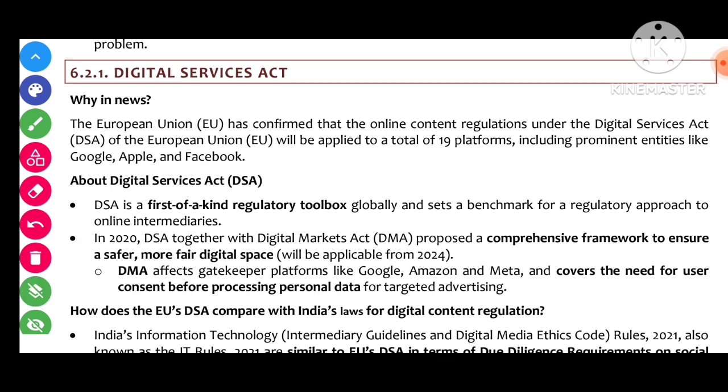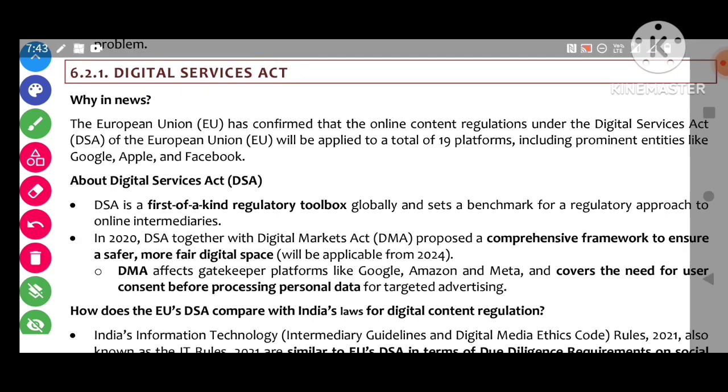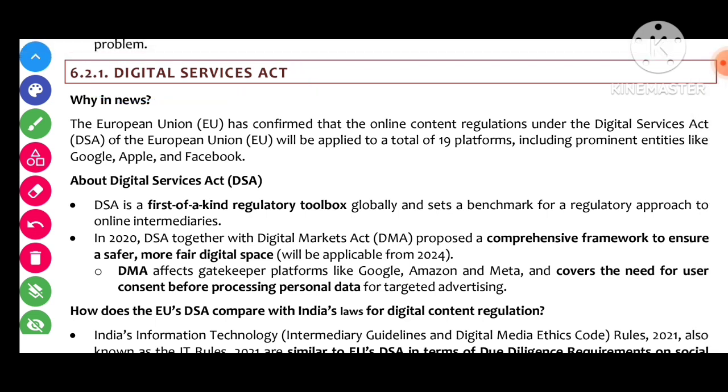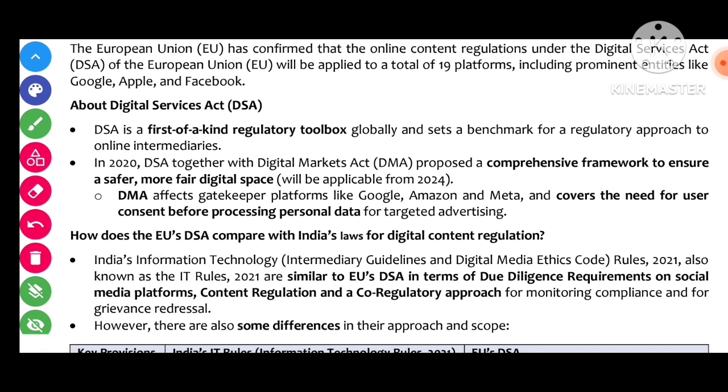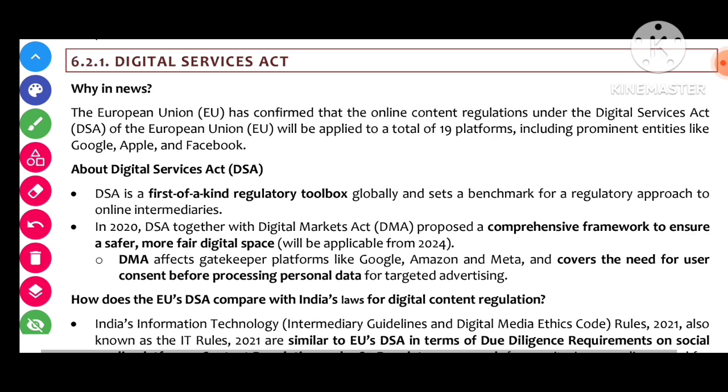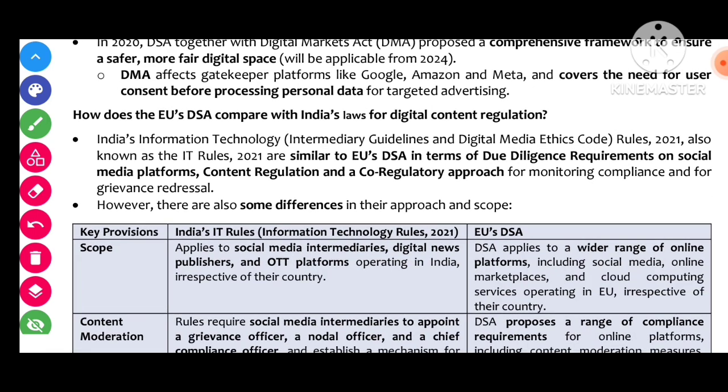And the Digital Services Act: you can remember what the Digital Services Act is, why it was passed, and the benefits of the Digital Services Act. Okay. So you can remember the Digital Services Act, what is this? The first of its kind regulatory toolbox globally, and it sets a benchmark for a regulatory approach to online intermediaries. So you can remember here why the Digital Services Act is in the news, what this Digital Services Act is, and the features of the Digital Services Act.